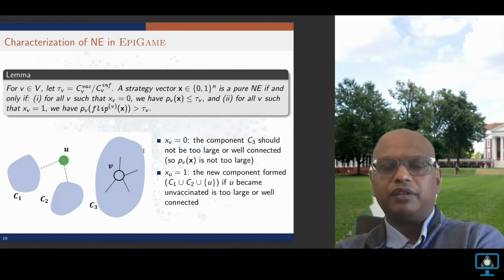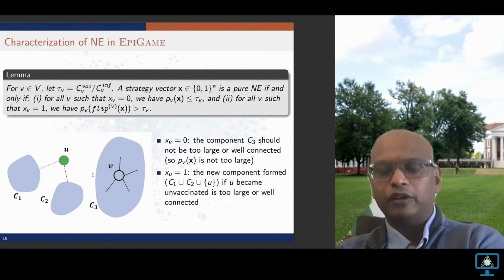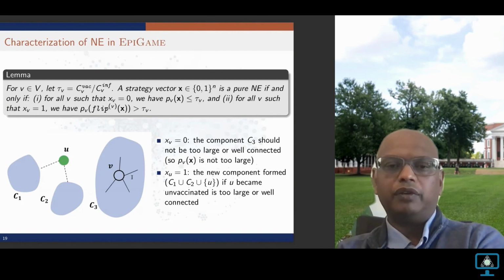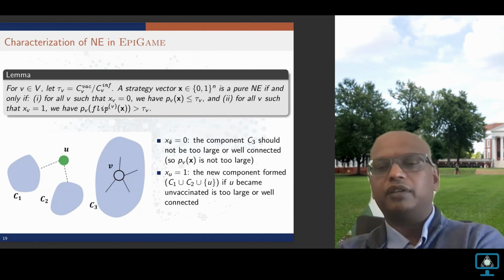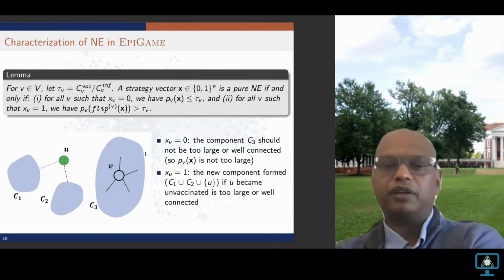Let me illustrate through this example, and let's just focus on the p equals 1 case. Let's consider this node v, which is unvaccinated, and this is the residual graph. So p is 1, so the probability of infection for v is simply the size of this component over n. For this unvaccinated node, this component should not be too large. And in general, if p is not equal to 1, basically this probability should not be too large, so it's not well connected.